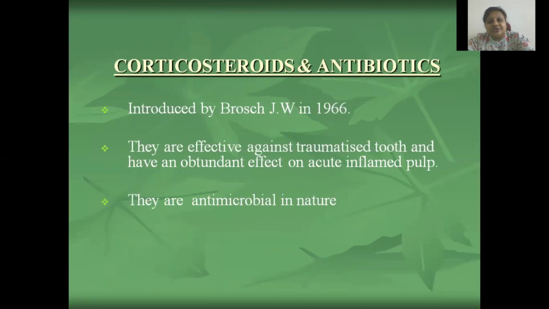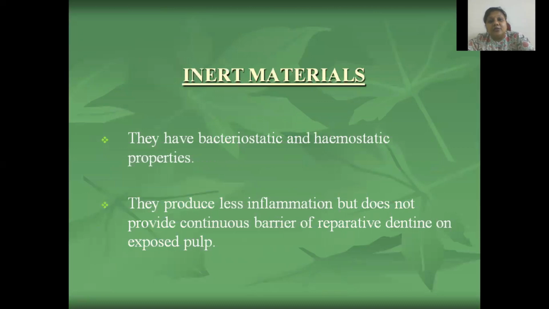Coming on to the corticosteroids and the antibiotics, it was introduced by Brosh J.W. in 1966. They are effective against traumatized tooth and have an obtundent effect on the acute inflamed pulp. They are antimicrobial in nature. We will now talk about the inert materials. These inert materials have the property of bacteriostasis and hemostasis. They produce less inflammation but do not provide a continuous barrier of reparative dentine on the exposed pulp.